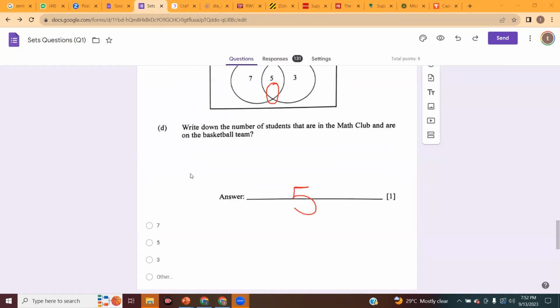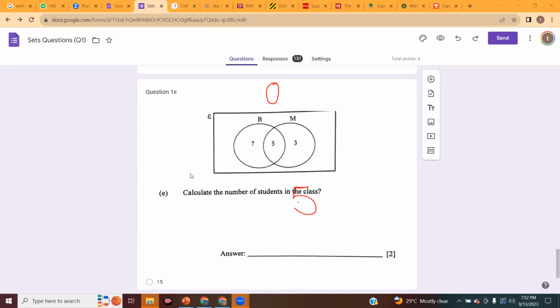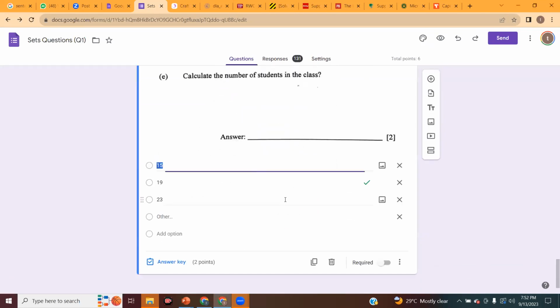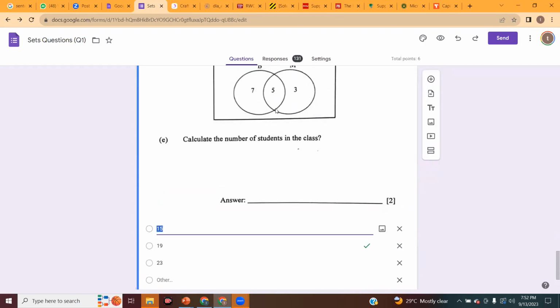All right, next up we have question 1E. Calculate the number of students in the class. What's that going to be? 19. We have to do 7 plus 5 plus 3, plus 4, because you have to add the 4. Remember the 4 on the outside? Can't forget that. That's going to be equal to what?